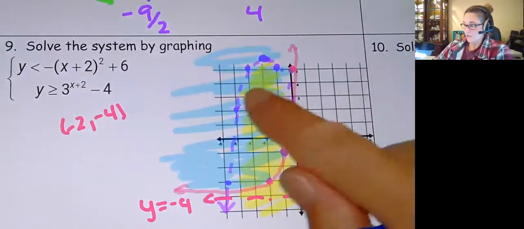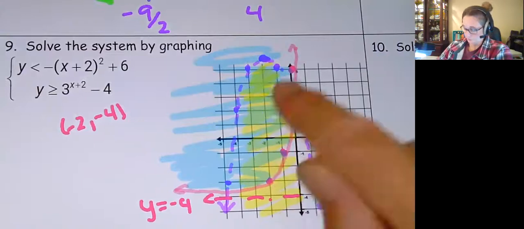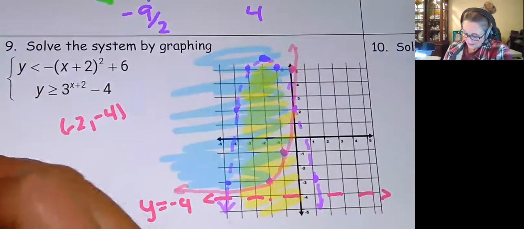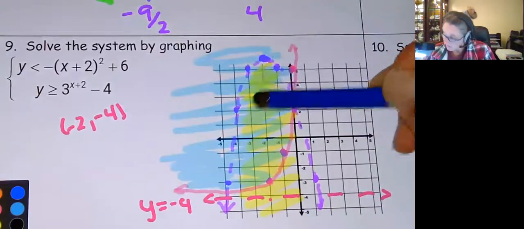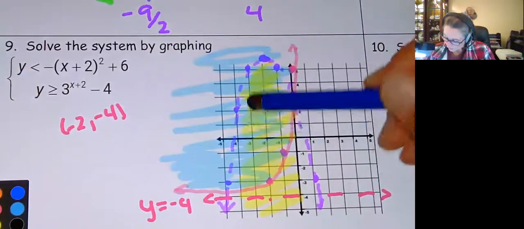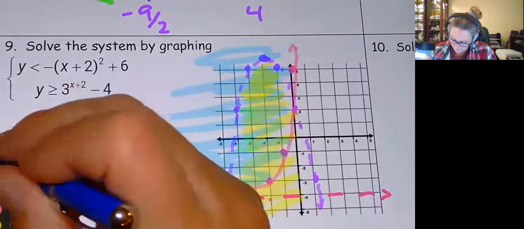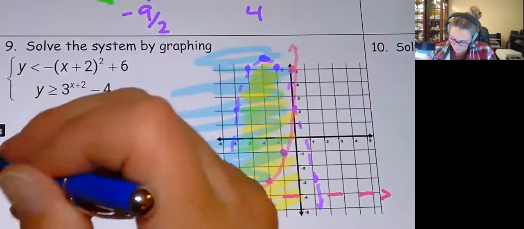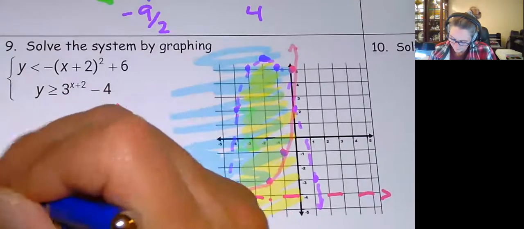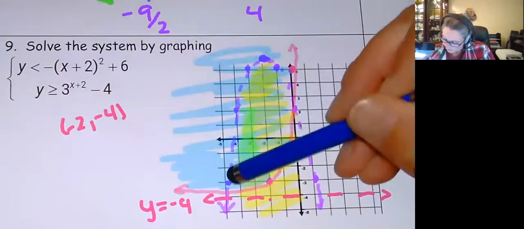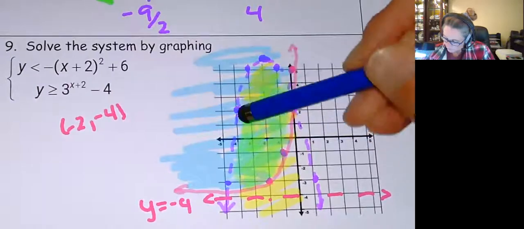And you see here, this is where I have both colors. So this is where my answer is right here. Okay, and I'm going to make it in green because my blue and my yellow are going to make green. Let me get my green, sorry. So this is going to be where the solution is.